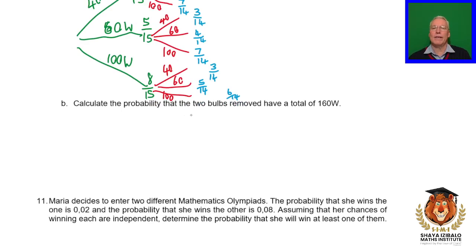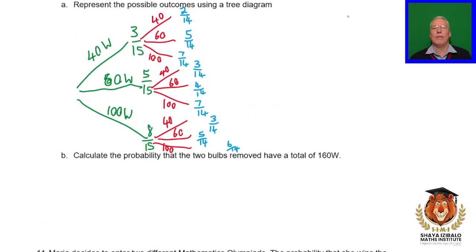Okay, then it says calculate the probability that the two bulbs removed have a total of 160 watts. Now the only way that can add up to 160 watts is to get a 60 watt followed by a 100 watt, or a 100 watt followed by a 60 watt. So the probability of that is going to be 5/15 times 7/14.